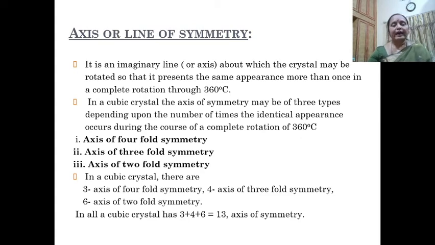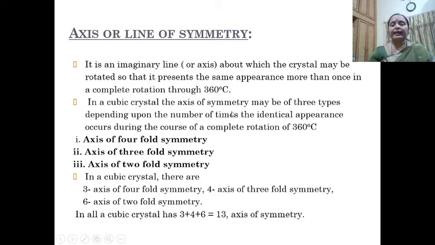Next is going to be axis or line of symmetry. Axis or line of symmetry is an imaginary line or axis about which the crystal may be rotated so that it presents the same appearance more than once in the complete rotation through 360 degrees.